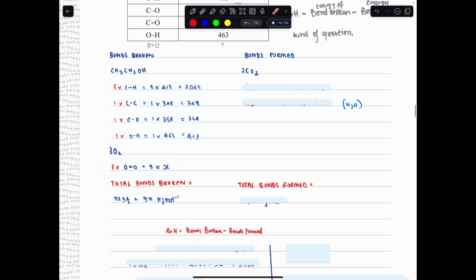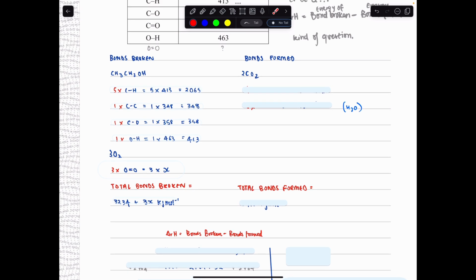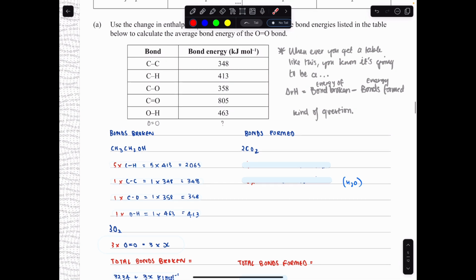So here's the equation for total bonds broken. Adding all of these up gives me 3,234 plus the 3x from our oxygen. Okay, now let's work out the total bonds formed.